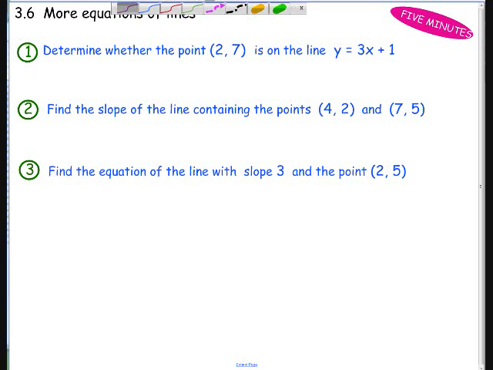More with equations of lines. We're going to run right through this. Determine whether the point 2, 7 is on this line. How would we do that? We plug in those point coordinates and see if the equation remains true. So my x goes here, my y over here. 7 equals 6 plus 1. Well, yes, we'd say this is true. So this point is on the line.